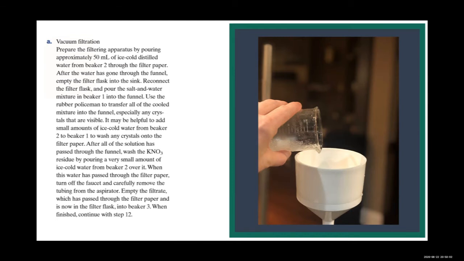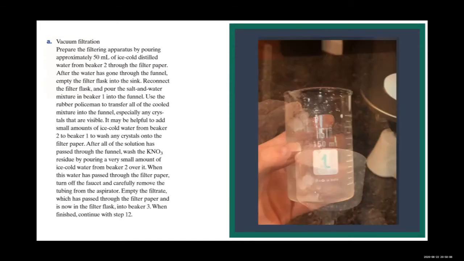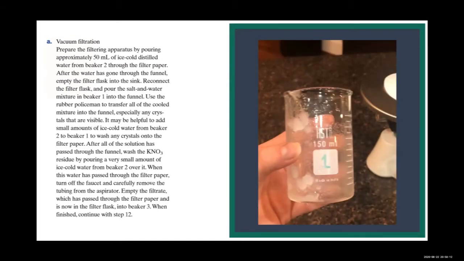We're going to use a rubber policeman, which is kind of like a little rubber spatula, to transfer all the cooled mixture into the funnel, especially any crystals that are visible. It may be helpful to add small amounts of ice-cold water from beaker 2 to wash beaker 1 of any crystals. See, these crystals were left behind, so we had to not only scrape, but rinse a little bit.